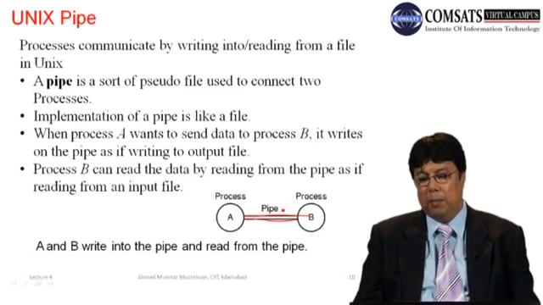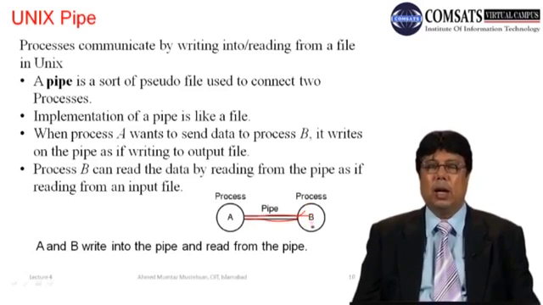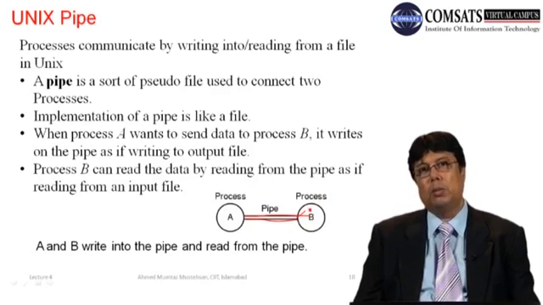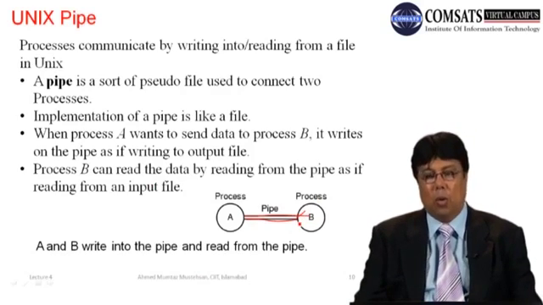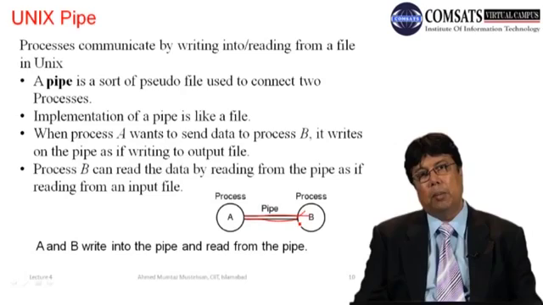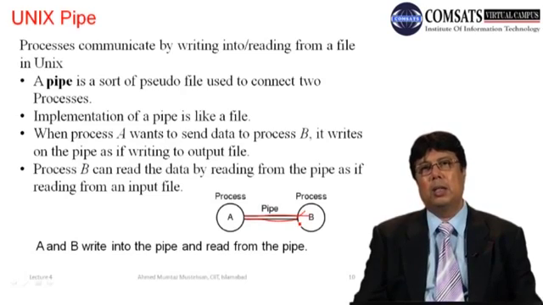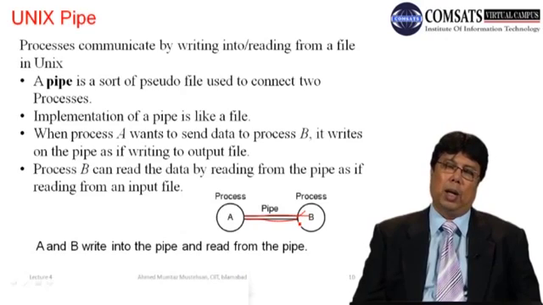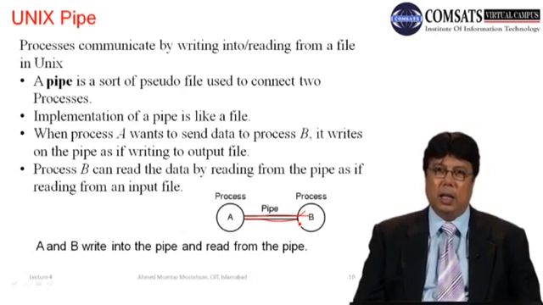And if process B wants to read the data or get the message from process A, it can read it from the file. Process B will start reading from the pipe as if it is reading from an input file. So A and B write into and read from the pipe, which works just like file I/O. The way you do I/O on files, you do exactly the same on pipes, and you are not required to learn anything special for that.